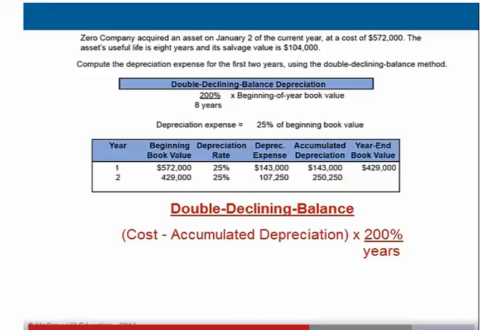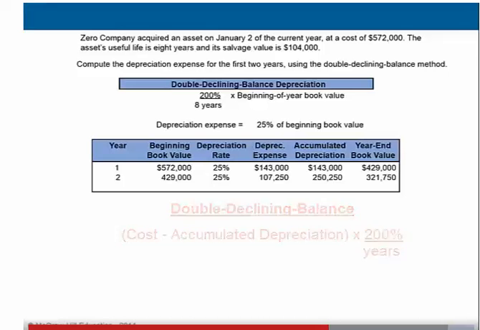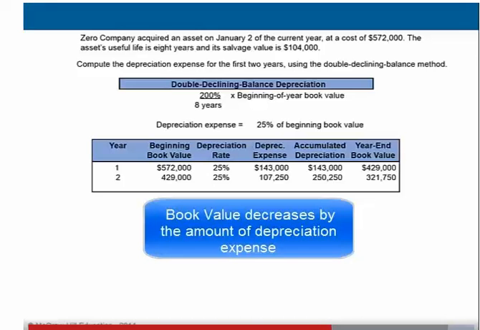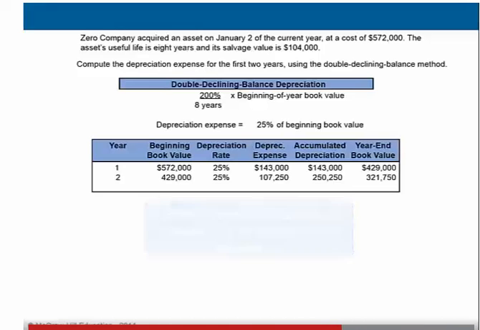The book value at the end of year 2 is equal to cost, $572,000, minus accumulated depreciation, $250,250. Year-end book value is $321,750. A decrease of $107,250 from the previous year.